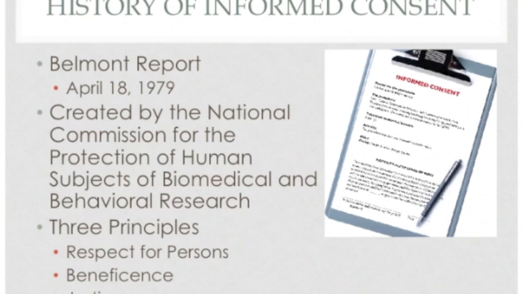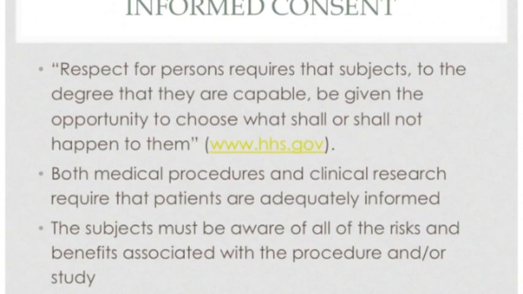The definition for justice was ensuring reasonable, non-exploitive, and well-considered procedures that were administered fairly. Informed consent came out of these three principles. Informed consent was mainly derived from respect for persons. The definition of respect for persons requires that they, the patient, be capable and given the opportunity to choose what shall or shall not happen to them.